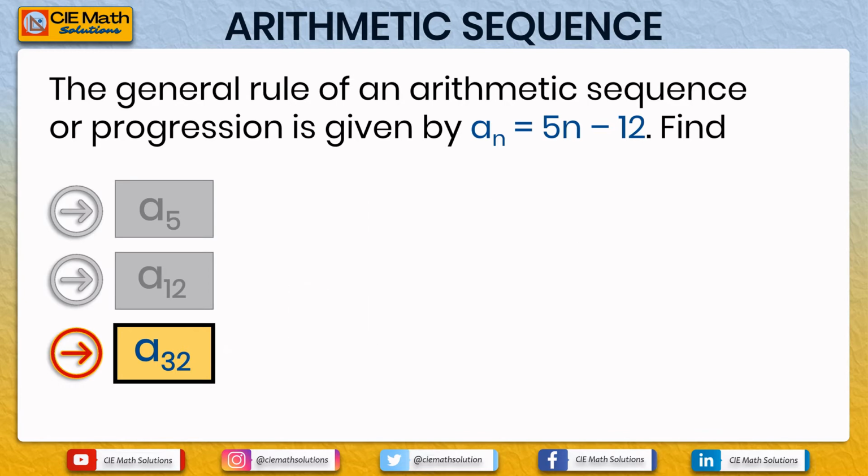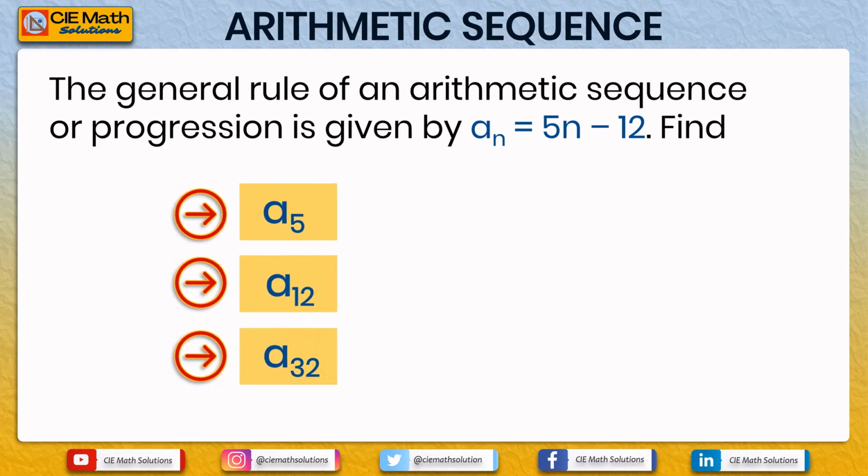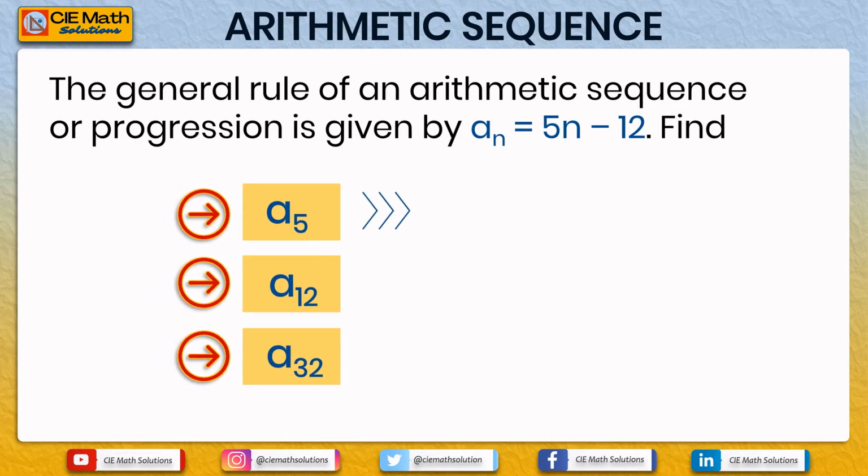Summarizing the answers of the three, we will then have the 5th term, or a_5, which is equal to 13, a_12 is equal to 48, and a_32 is equal to 148.